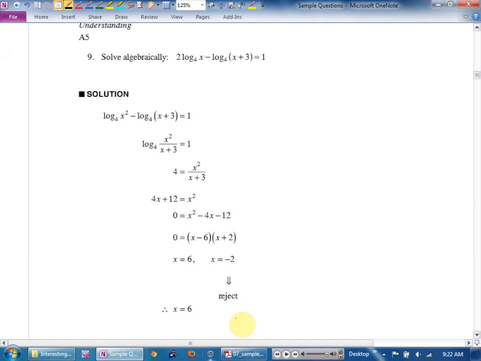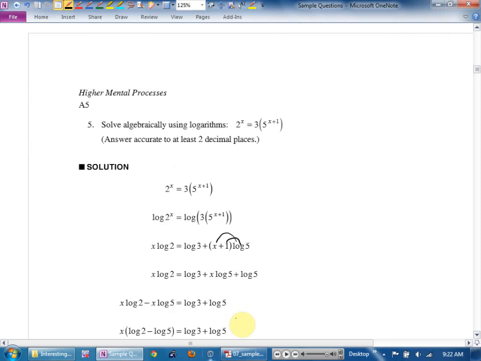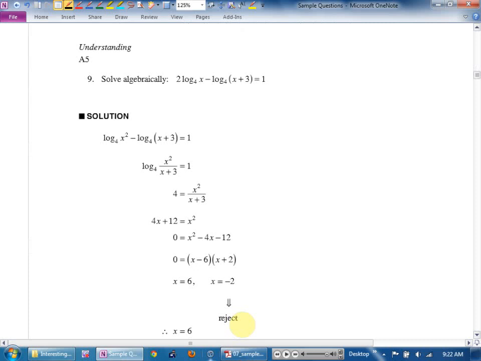Here's the next kind of typical log written question. They're either going to give you an exponential equation like this one right here, or they might give you a logarithmic equation like this one right here. A logarithmic equation is an equation that has logs in it and x's. First thing I would do is move this up so that I have the log base 4 of x squared minus the log base 4 of x plus 3 equals 1.